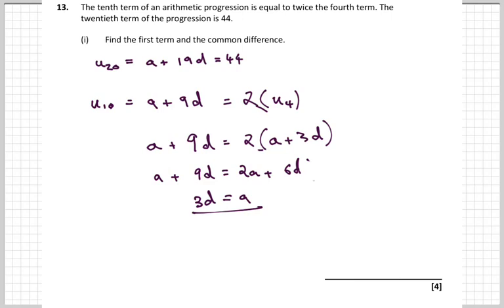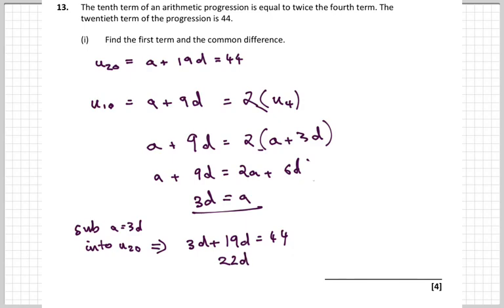What I'm going to do with this relationship is substitute a equals 3d into my equation for the 20th term. This means that 3d plus 19d is 44. So I've replaced a by 3d in that equation at the top of the page. 3d plus 19d is 22d, which is 44, giving me the difference to be 2. Since we know the difference is 2, and we know that a is 3 lots of d, we can say that a is 3 lots of 2, which is 6. So that was an algebraic approach to solving the final question from the test.